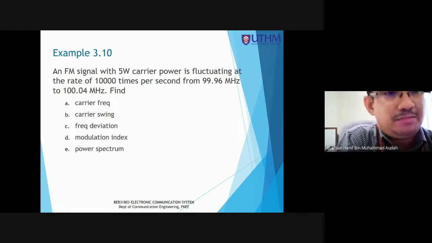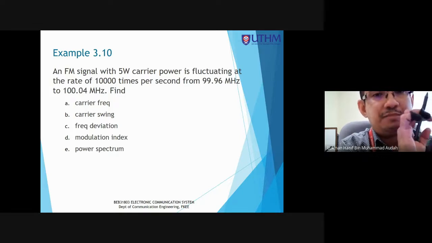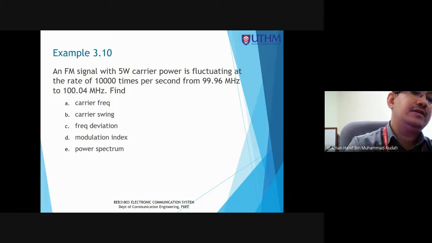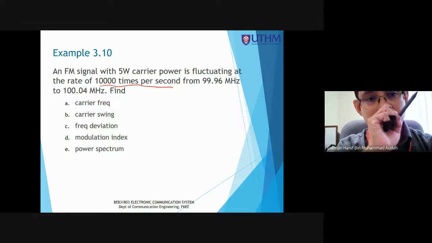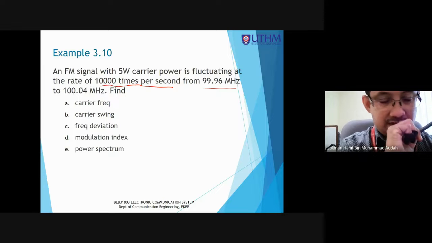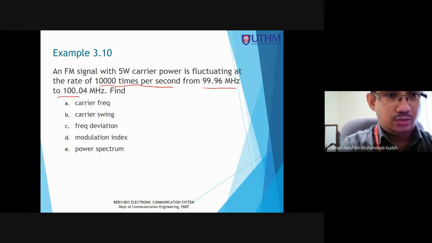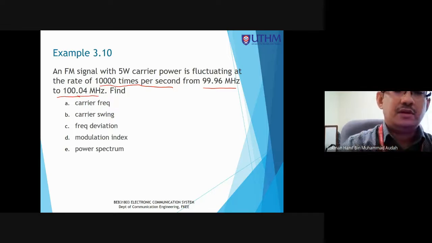The next example, example 3.10. An FM signal with a 5 watt of carrier power is fluctuating at the rate of 10,000 times per second from 99.96 megahertz to 100.04 megahertz. Apa maksud dia? Dia gambar dia lebih kurang macam ni lah.